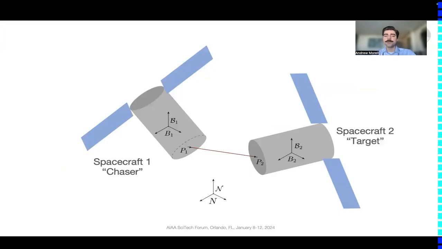Now, also zooming in on our spacecraft, the set of two spacecraft that I showed in the last slide and will continue to show and manipulate throughout the presentation, we have our spacecraft 1, otherwise referred to as the chaser spacecraft, with its own local body-fixed hub B1 and a connection point with the arm between the two spacecraft, P1.